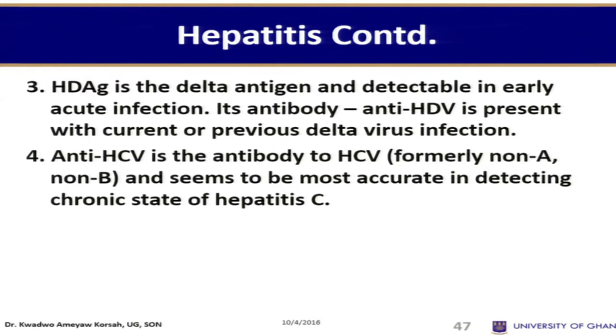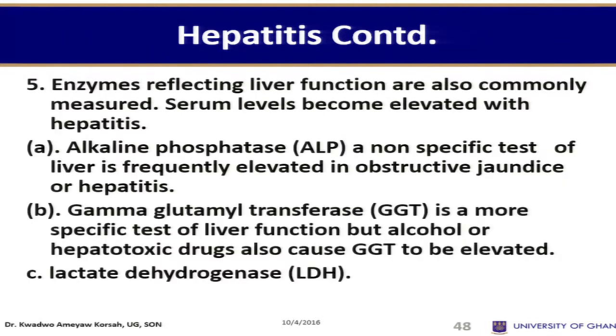And then we have anti-HCV, which is the antibody to HCV, formerly known as non-A, non-B, and seems to be most accurate in detecting the chronic state of hepatitis. Other enzymes reflecting liver function may also be done. For instance, we can do the ALP, which is the alkaline phosphatase, a non-specific test of the liver that is frequently elevated in obstructive jaundice or hepatitis.